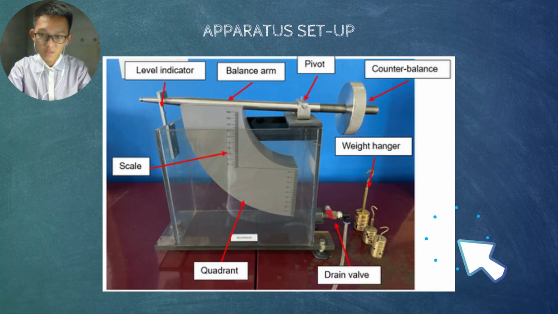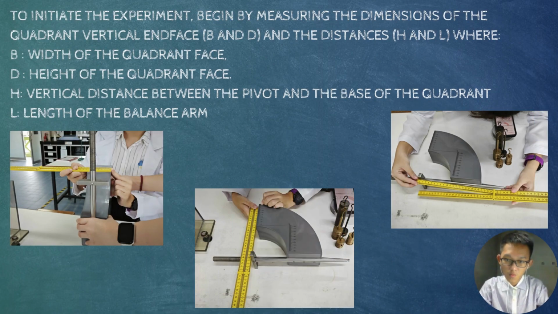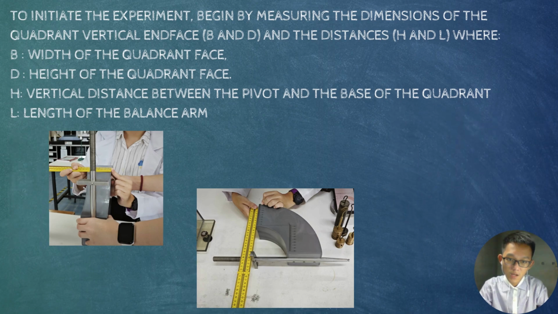This is the experimental setup to determine the center of pressure and hydrostatic force. It consists of a rectangular transparent water tank, a quadrant, a balance arm, an adjustable counterbalance weight, and a water level measuring device. First, measure the dimensions of the quadrant's vertical end plates B and D and the distances H and L, where B is the width of the quadrant face, D is the height of the quadrant face, H is the vertical distance between the pivot and the base of the quadrant, and L is the length of the balance arm.